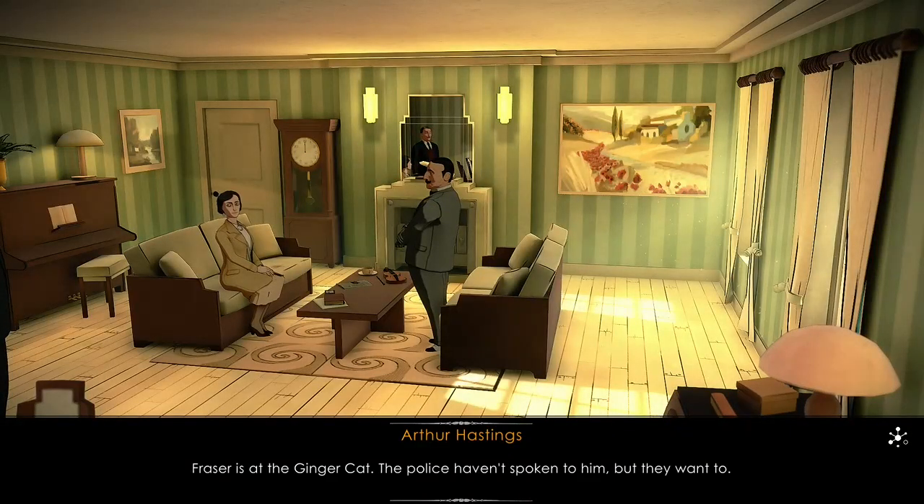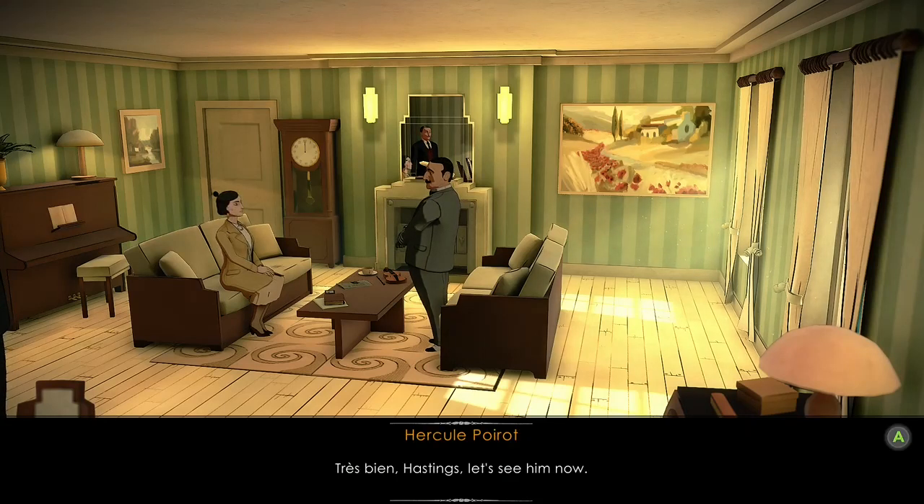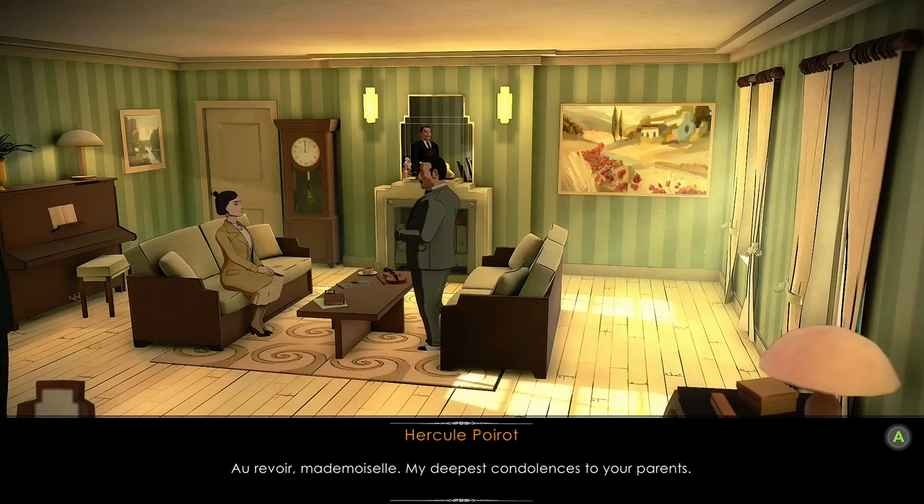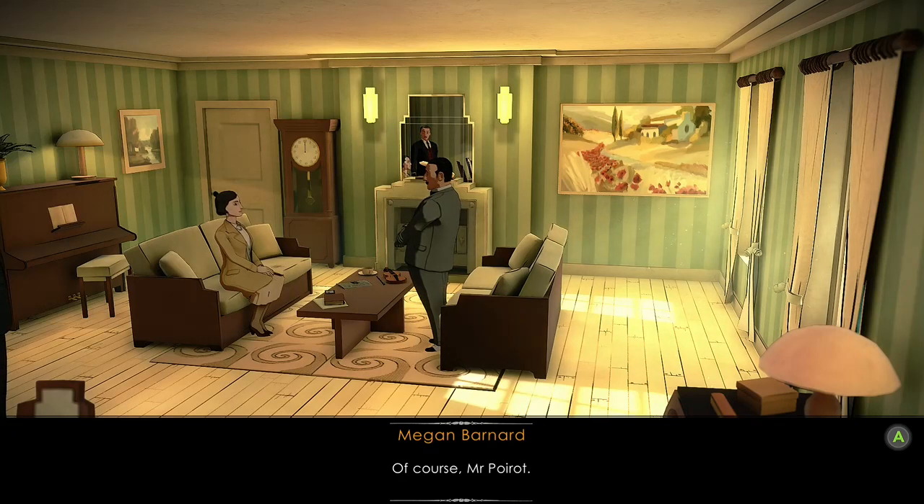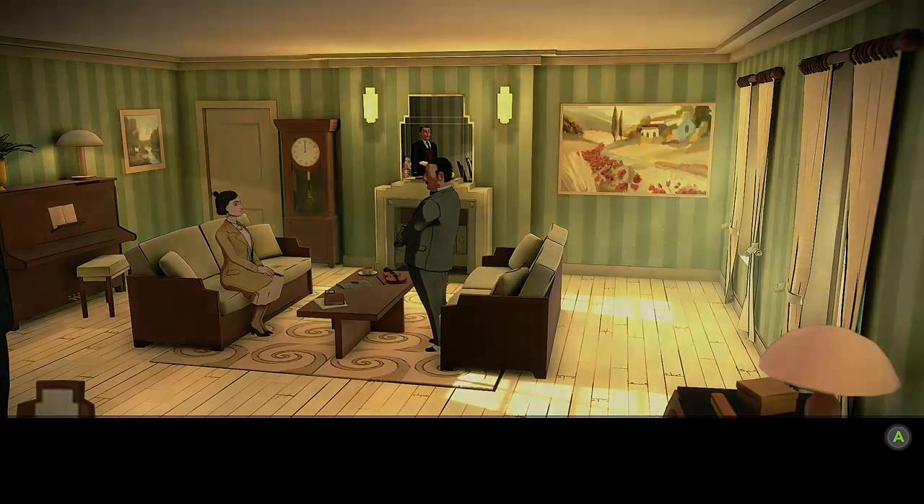Fraser is at the Ginger Cat. The police haven't spoken to him, but they want to. Très bien, Hastings. Let's see him now. Au revoir, mademoiselle. My deepest condolences to your parents. Of course, Mr. Poirot. And please, don't be too hard on Don. He's more fragile than he looks. If you say so. I doubt it.